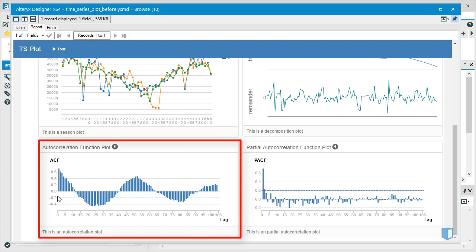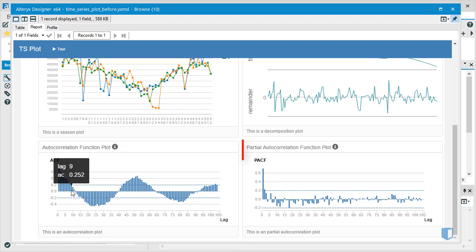Anything above 0.2 is deemed to be statistically significant. For our data, there's a statistically significant positive correlation to a time lag of about 9 weeks. That is to say, if sales are rising in 1 week, there's a high probability they will rise for 2 weeks, a slightly smaller chance they will rise for 3 weeks, and so on, all the way down to 9 weeks.